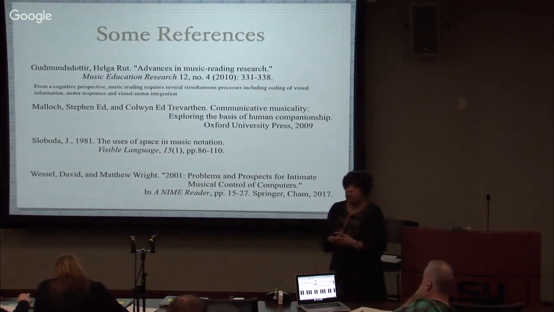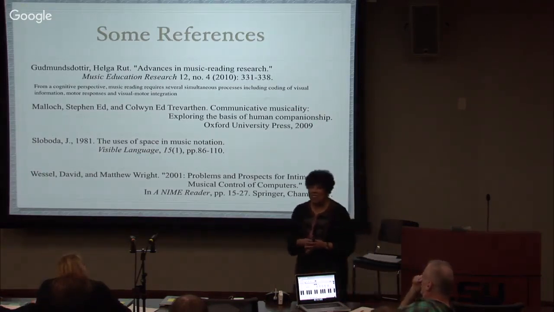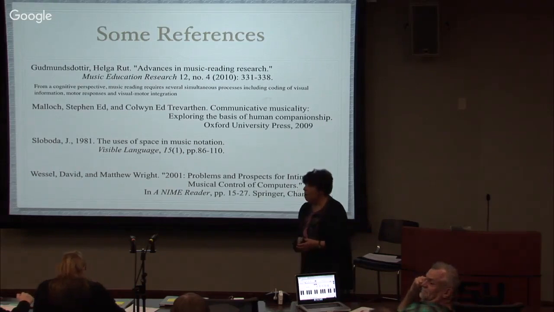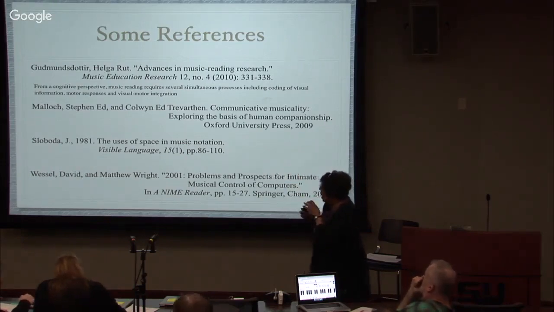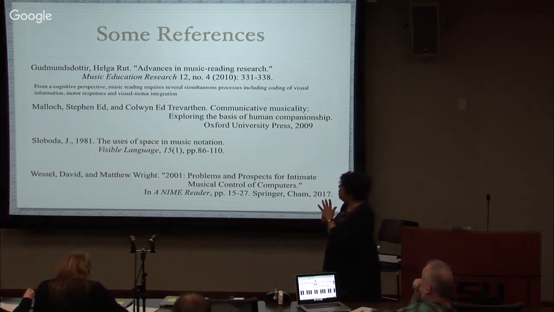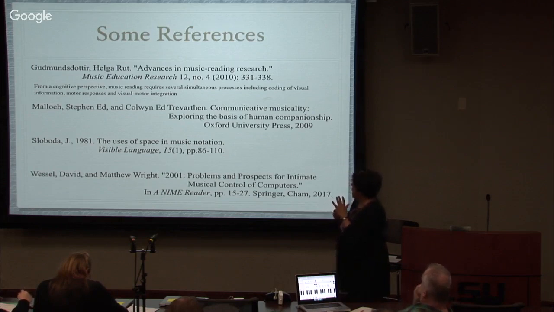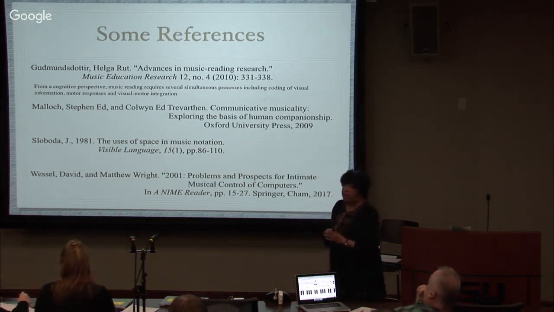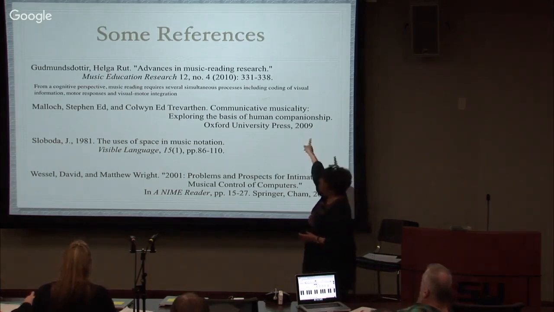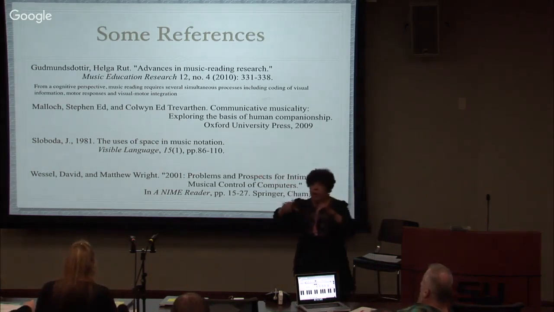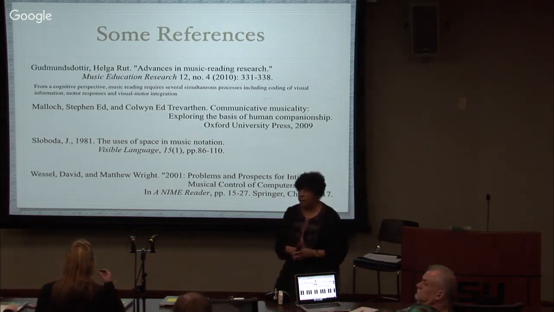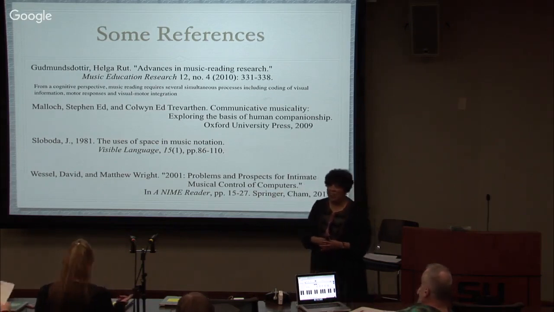And again, since this is school, I had to put some of my references. If you want some more references, you can look up my dissertation after it's done. In the virtual world, I found this lady, I thought it was brilliant. From a cognitive perspective, music reading requires several simultaneous processes, including coding of visual information, motor responses, and visual motor integration. What that means is you read it, coding of visual information. Next thing, motor response. You've got to make your fingers do whatever it is that you saw. And then the last one is eye-hand coordination. And yes, even I have to translate some of the things that are said.